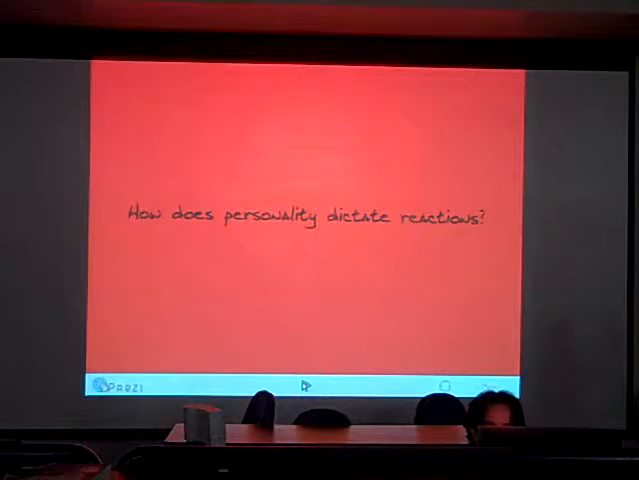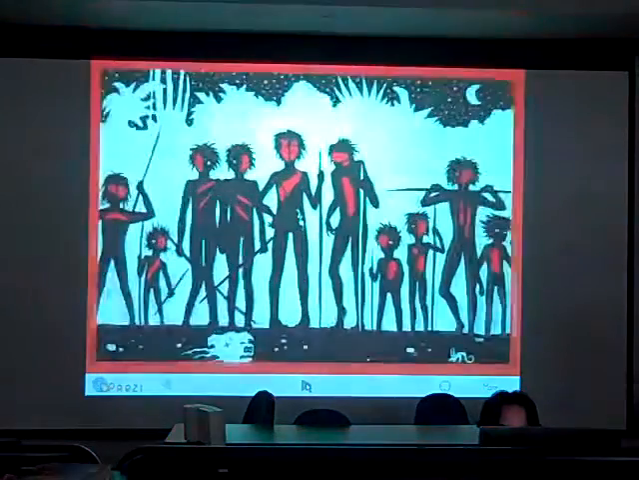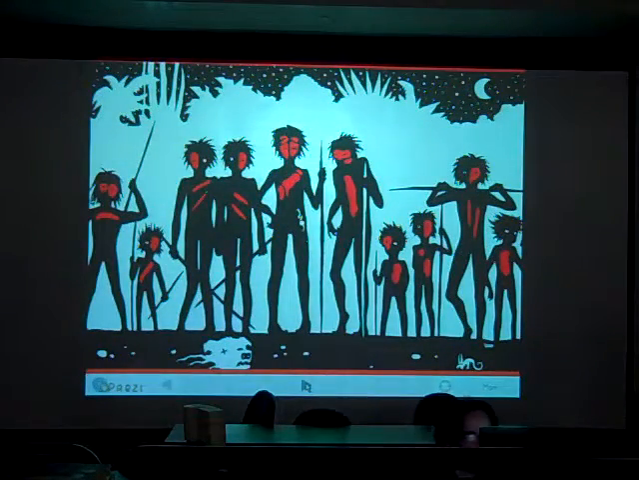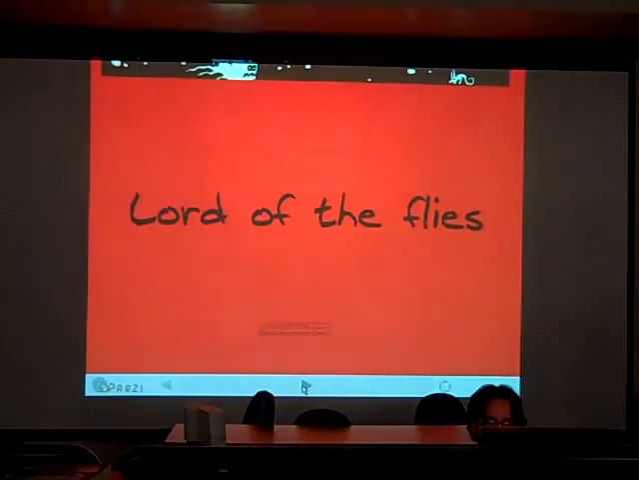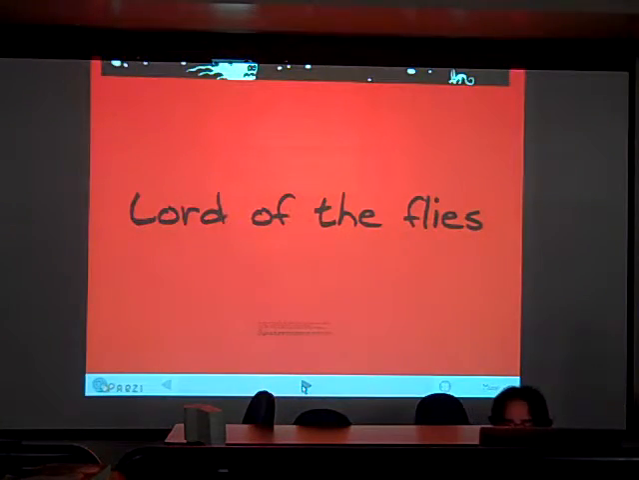Alright, our big question was, how does personality dictate reactions? This is a picture from Lord of the Flies, which shows the savagery. It shows the characters and how people react to the situation. They all kind of look the same, and a lot of people think of the savagery aspect. They see how their personalities were overrun by the savagery, but they don't really look at the individual personality and how it affects it.